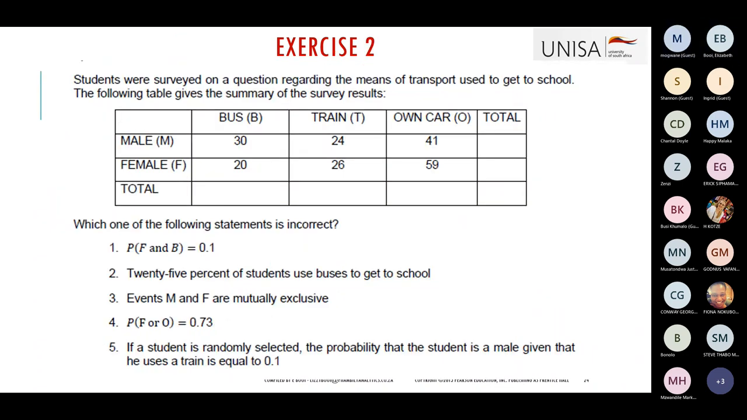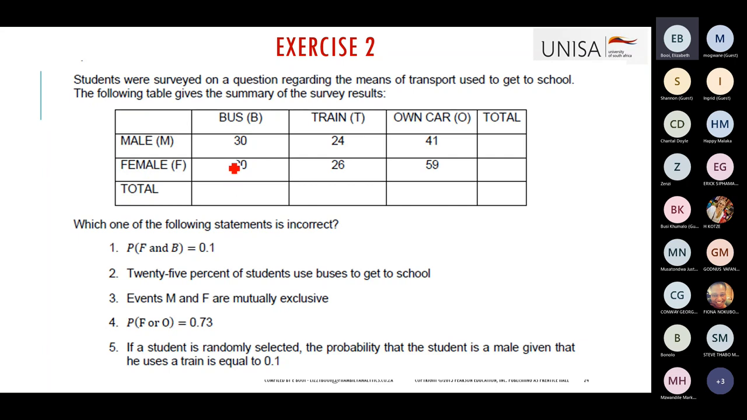All right. Okay. Some of the questions might look like this, where you are given a contingency table, but it's not filled in. So what we need to do, before we can even answer the questions, is complete the entire table, and then we will look at what the question is asking us. So this is students that were surveyed on the means of transport to get to school, and the following table gives their summary of the results. So we have males and females and bus, train, and own a car.